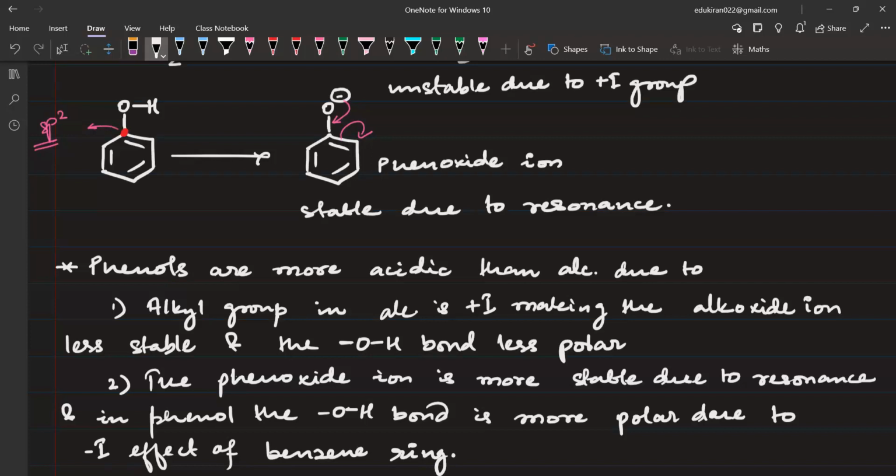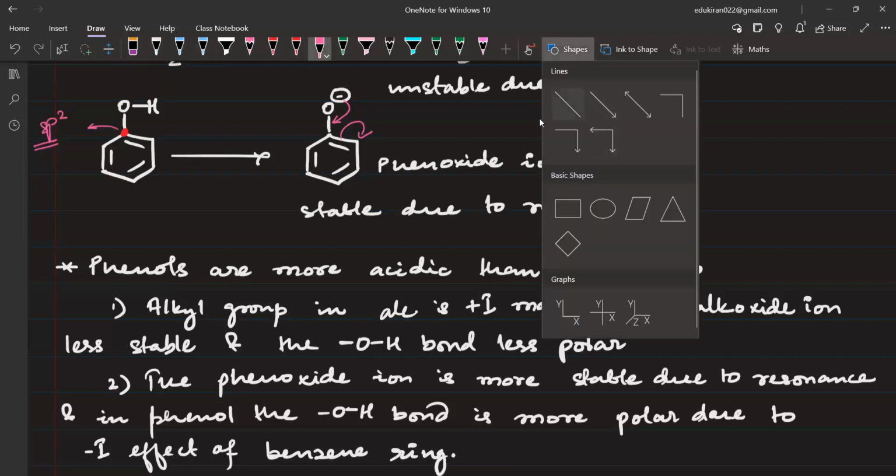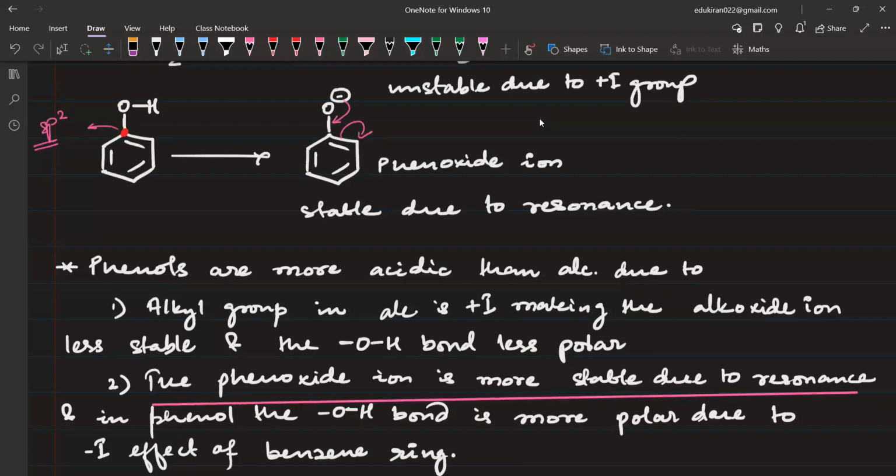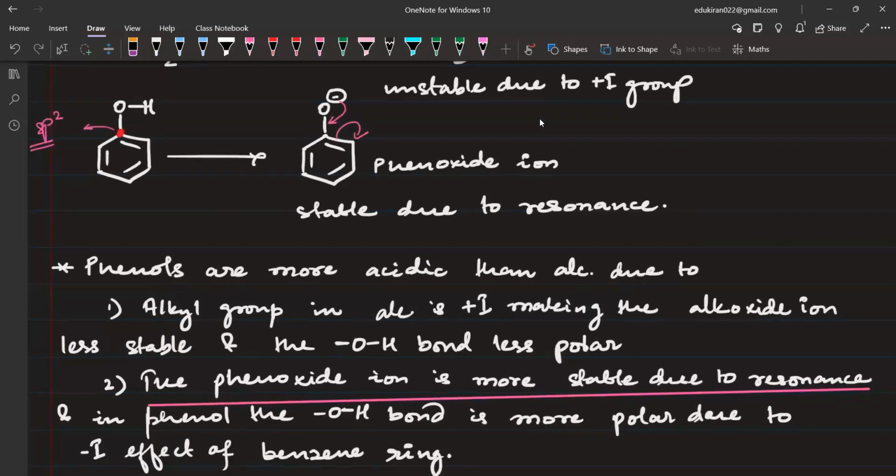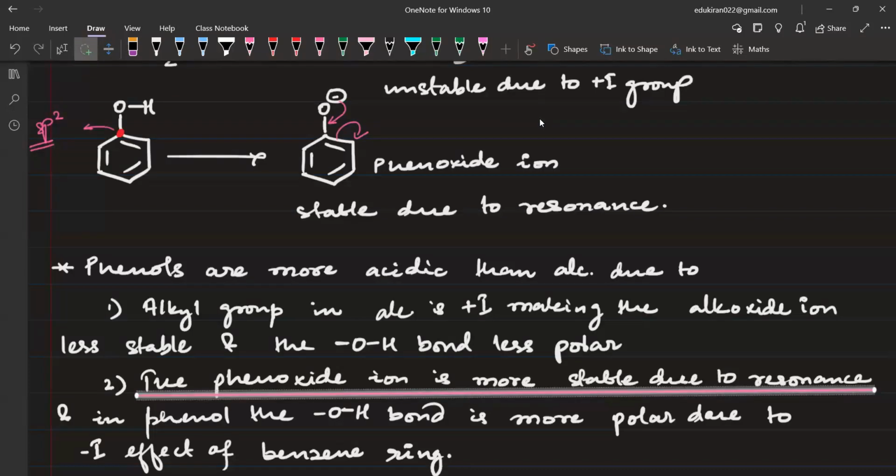If you get to write the answer in a single line, when you really have no time, then the most important line in all of these is this line. It's more stable due to resonance. This is the most important factor. See, not all factors are equal. They're important but not equal, right? They contribute a little bit, but this particular line, the phenoxide ion is more stable due to resonance, is the most important factor in the acidic strength of phenol being higher than alcohol. Give reason question.